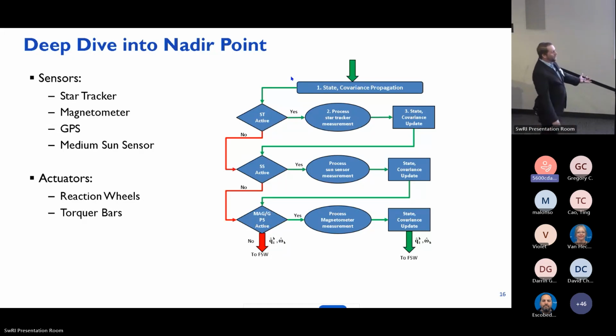But if everything is going well, we take that star tracker input and we update our internal state with more data. Then we take our sun sensor input and update that state. And then we take our magnetometer and GPS and update our internal state. And ultimately, we're outputting a quaternion that is trying to describe where we're supposed to be and rotation speeds for the wheels.